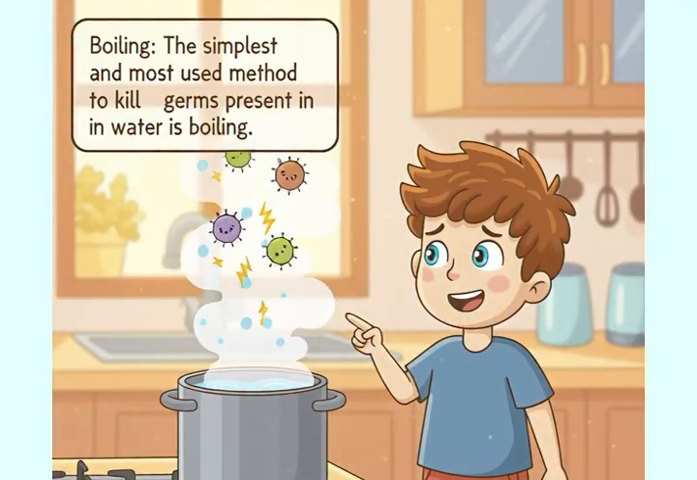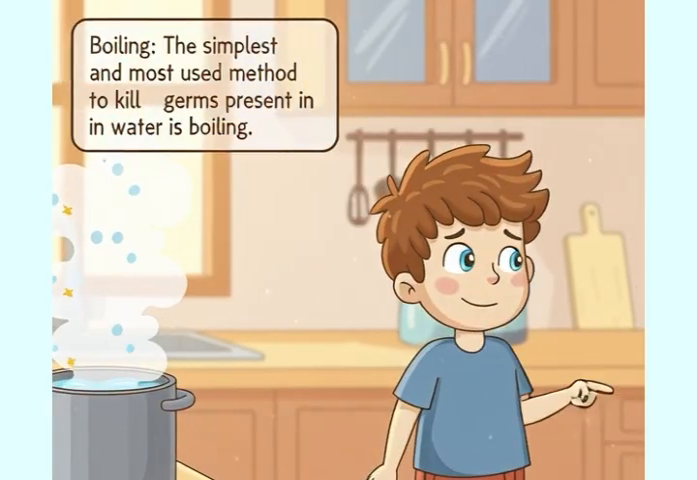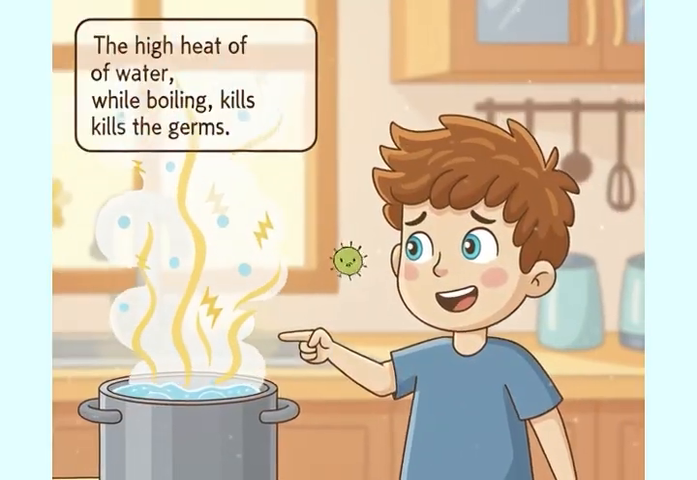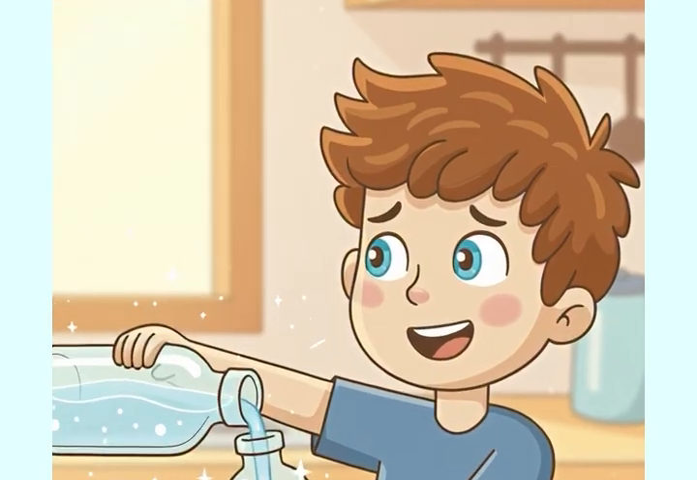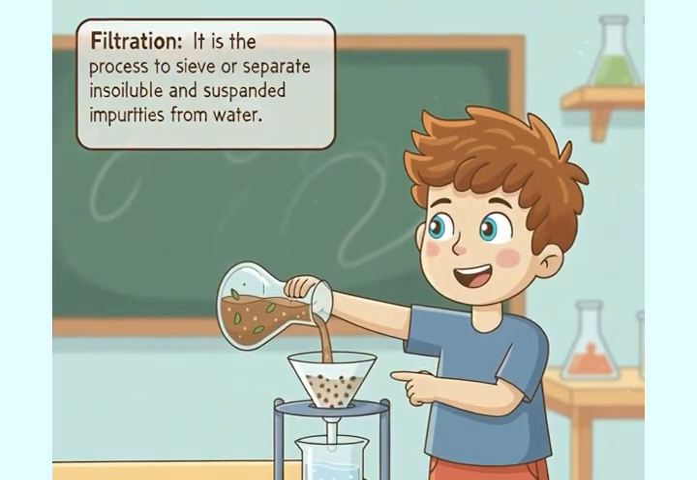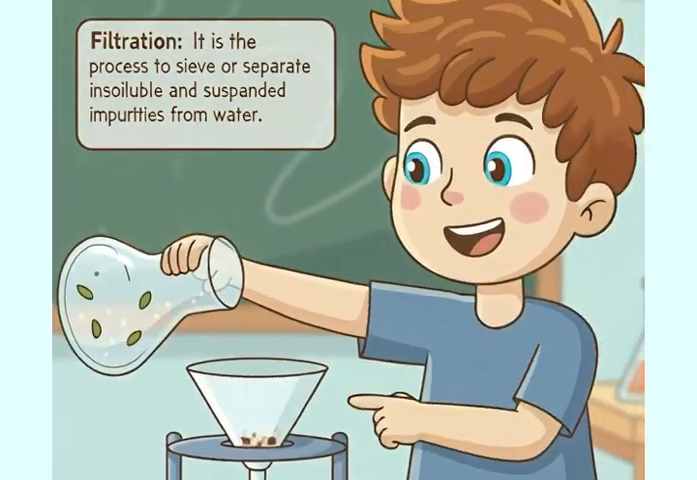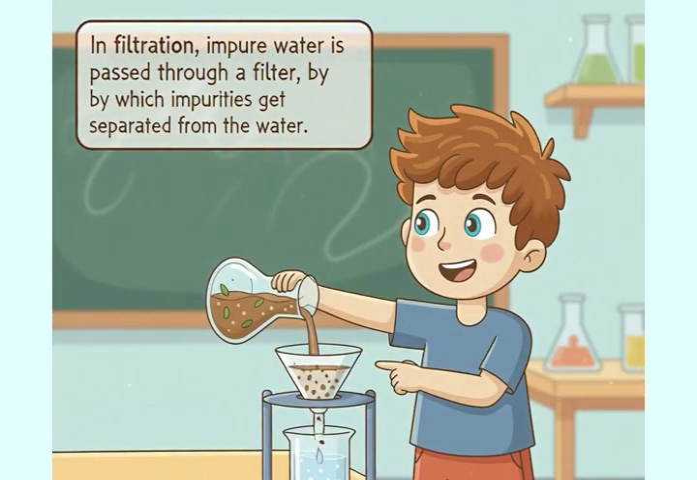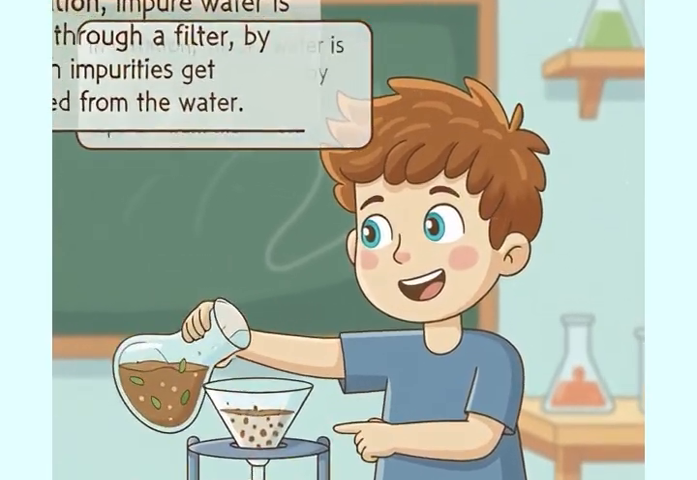Boiling. The simplest and most used method to kill germs present in water is boiling. The high heat of water, while boiling, kills the germs. The water then becomes drinkable. It can be cooled and stored in containers for consumption. Filtration. It is the process to sieve or separate insoluble and suspended impurities from water. In filtration, impure water is passed through a filter, by which impurities get separated from the water.